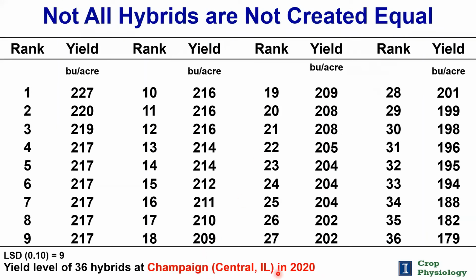This is Champaign, Illinois, Central Illinois in 2020. I've ranked the 36 hybrids for their overall yield potential from the highest yielding hybrid to the lowest yielding hybrid. So it's pretty important that I'm selecting the right hybrid for my environment to stick in here.